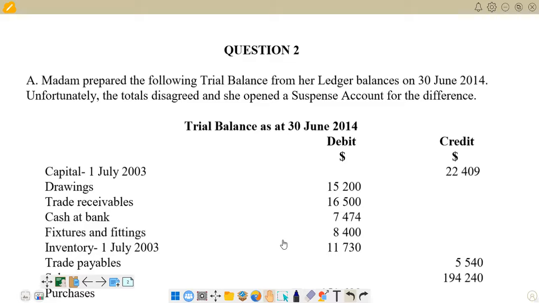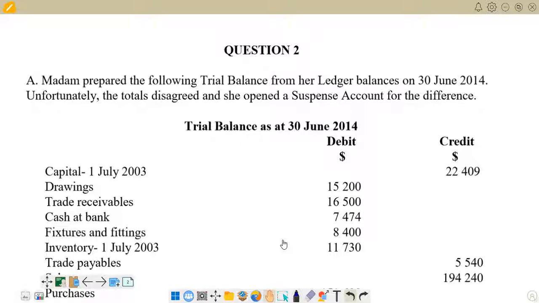to balance. Remember, we have those errors that do not affect the balancing of a trial balance. Those errors are not corrected by a suspense account. Error of omission, error of original entry, we've got the transposition error, error of principle. Those are some of the errors that do not affect the balancing of the trial balance, and these errors are not corrected by the suspense account. In a suspense account, we only correct errors that affect the balancing of the trial balance.